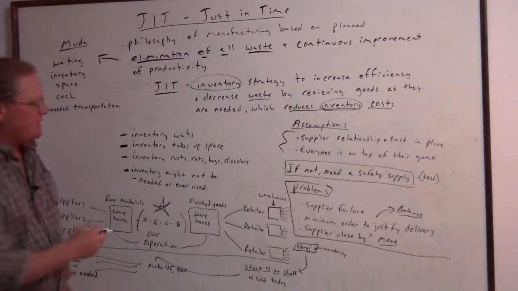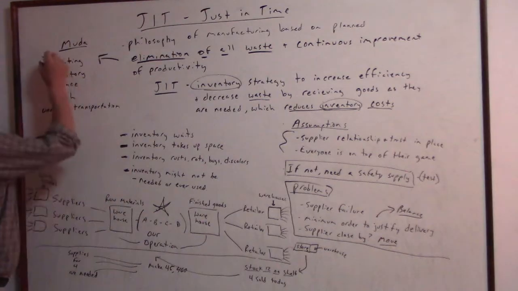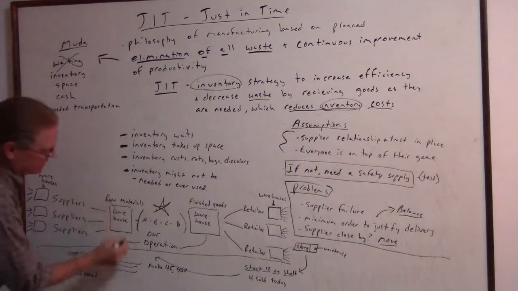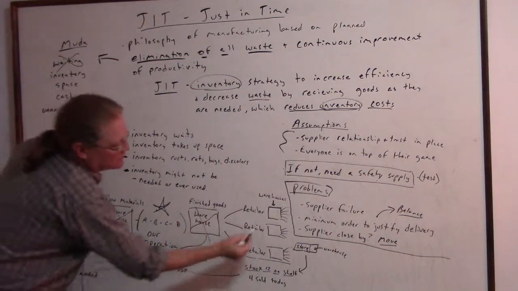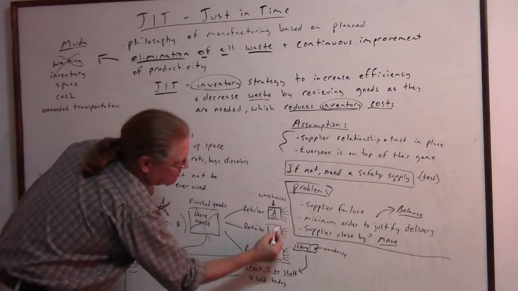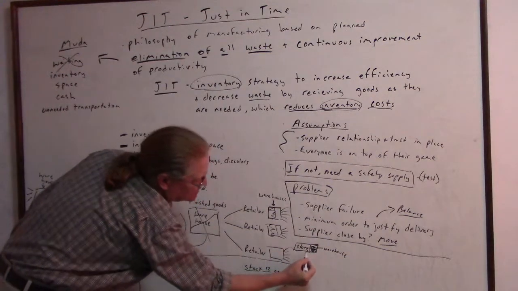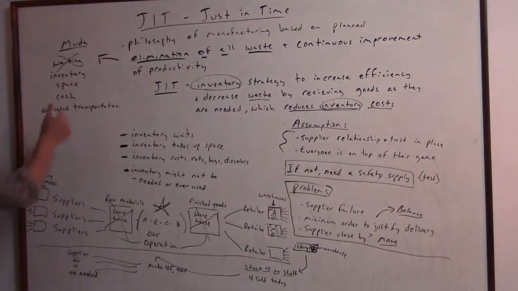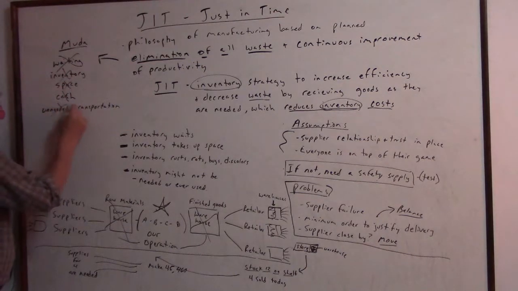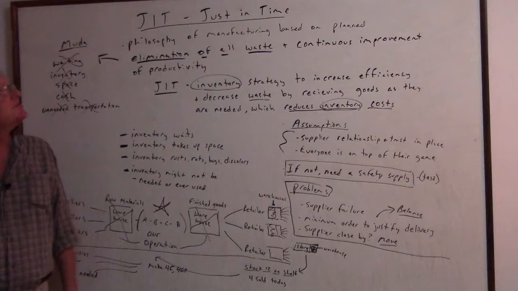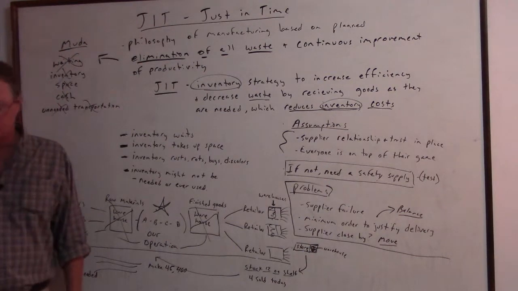So we have even flow. We don't have any waiting. Get rid of this, get rid of this. We might need some of that, just a little bit, and then get rid of this because everything is on the shelf. No inventory, less space, less cash, less unneeded transportation. There you go, just in time.